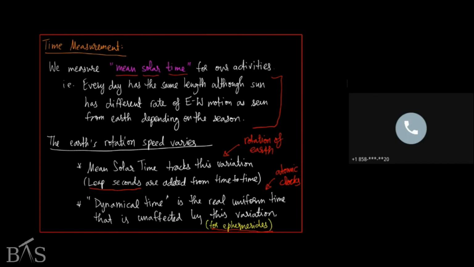Every day, as measured by subsequent meridian transits of the sun, does not have the same length. And so there's a difference between mean solar time and the apparent solar time. This is called the apparent solar time, the actual time measured by meridian transits of the sun. And that difference is called the equation of time.